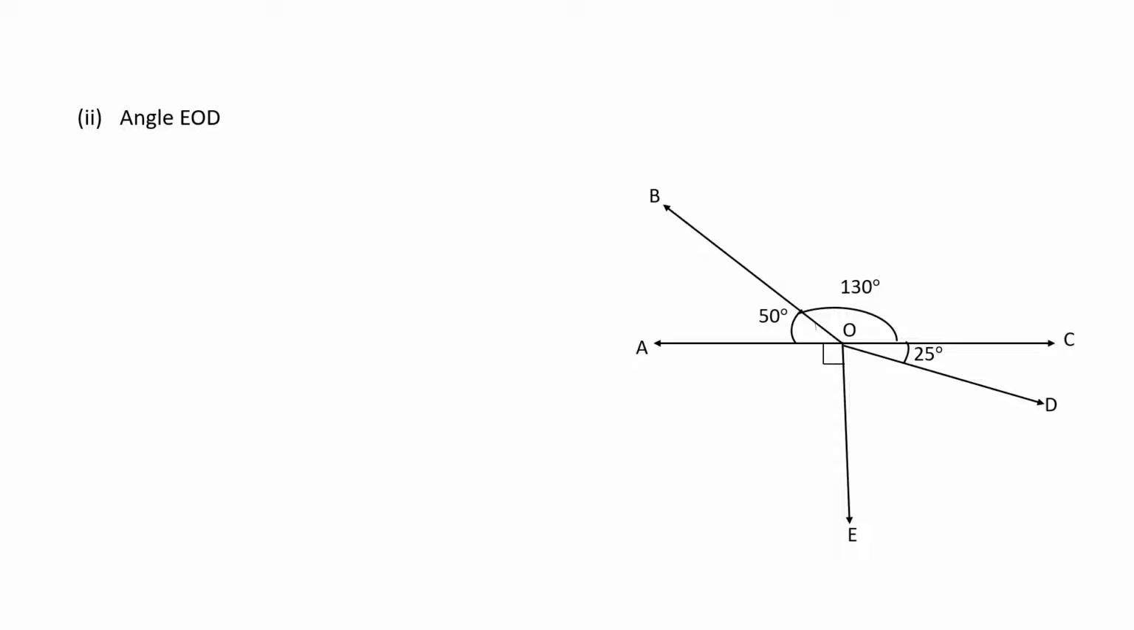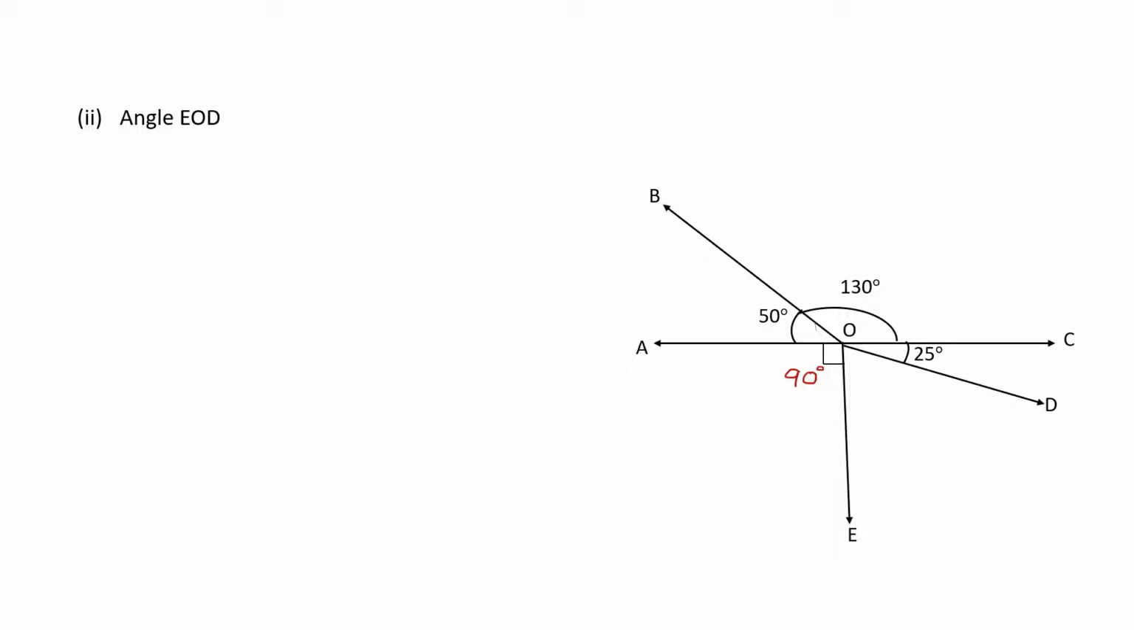Now we need to find angle EOD. So we already know AOB is 50. We just found out BOC is 130. We know that COD is 25. And we know that AOE is 90 degrees. So this is 90 degrees. Now we have to find angle EOD.